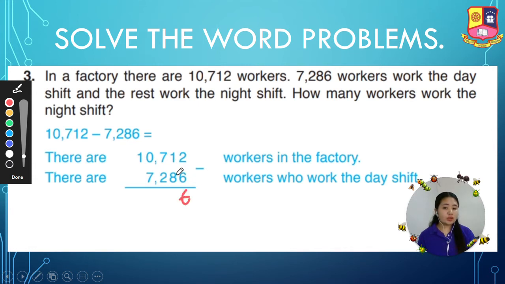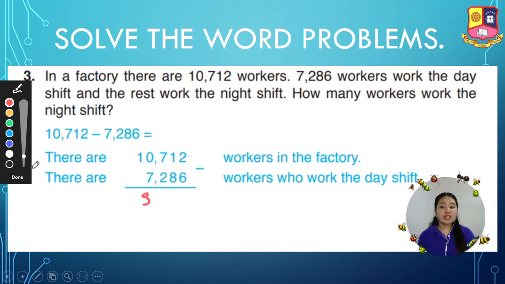Then 0 minus 8 cannot. So we have to borrow from here. So this will become 6 and this will become 10. So 10 minus 8, the answer is 2. Then 6 minus 2, the answer is 4. Then 10 minus 7, the answer is 3.